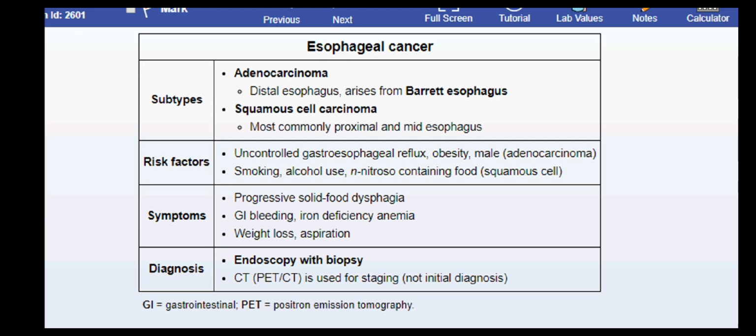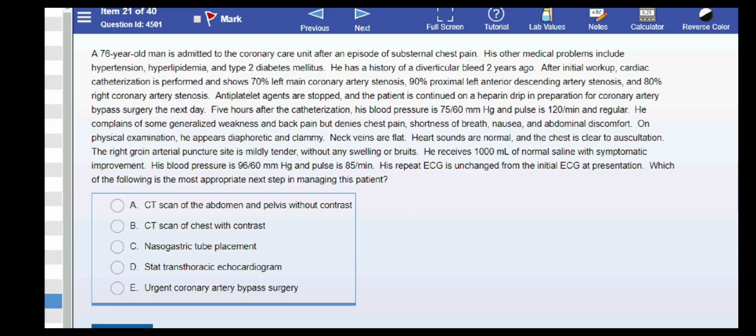About risk factors: GERD, obesity, and male sex for adenocarcinoma; smoking, alcohol, or nitrosamine-containing foods for squamous. The symptoms: progressive solid food dysphagia, GI bleeding, iron deficiency anemia, weight loss, and aspiration. How to diagnose that? Endoscopy with biopsy, or CT for staging. This is an easy one, just memorize it. A very important one and very frequent in the exams.